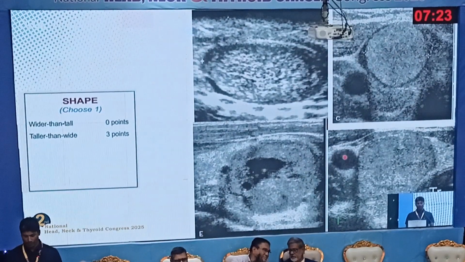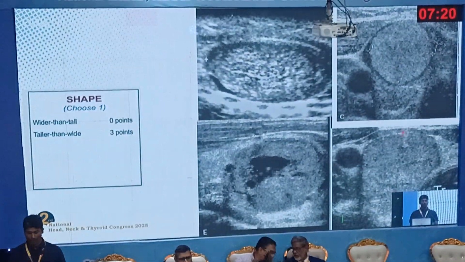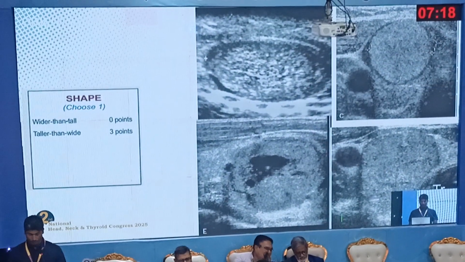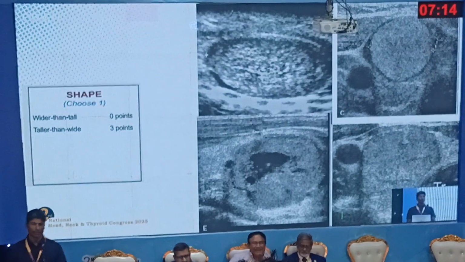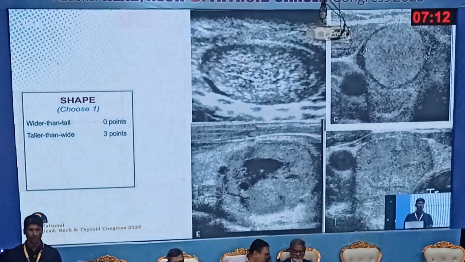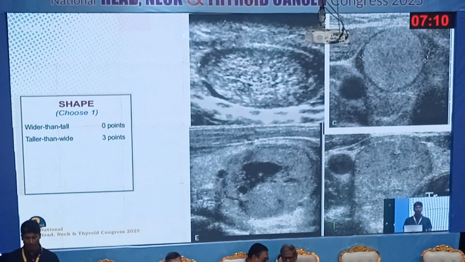So you can see another example where there is a taller than wide nodule, which is a suspicious feature. If it is round, what will it give? If it is round, you can call it wider than tall, or not taller than wide. So it will still have 0 points.